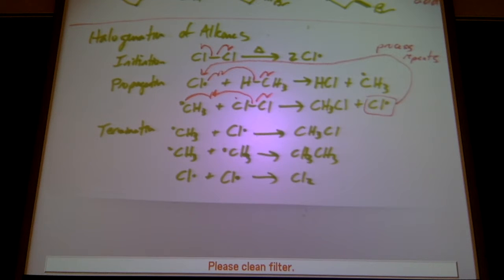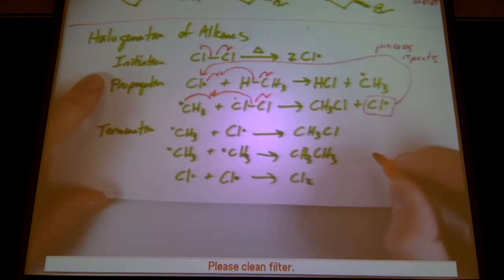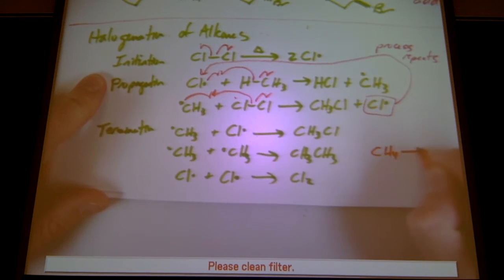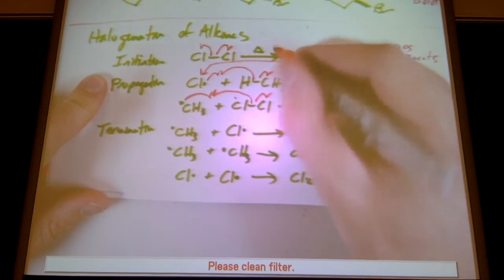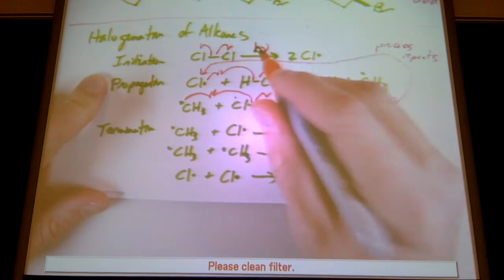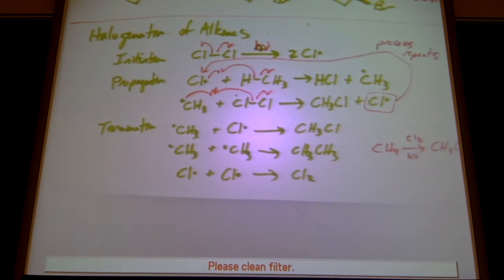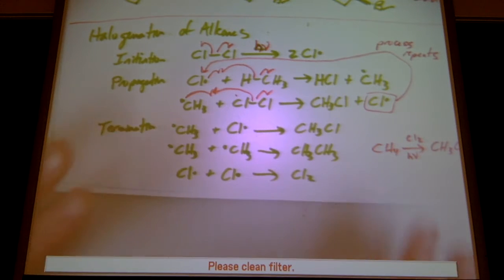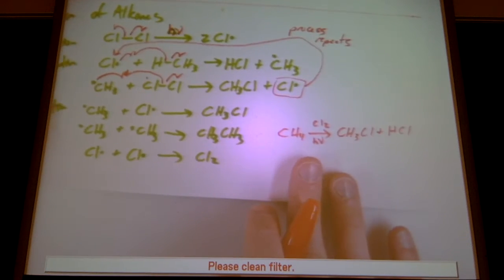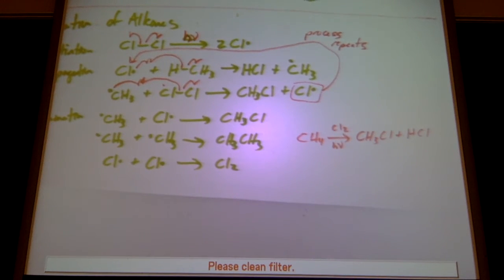But overall, the reaction that you would see written would be CH4, Cl2, I put heat here. It should be UV light. Okay. So chlorine, UV light. The chlorine replaces one of the hydrogens. And that's how you'd see the equation written out.